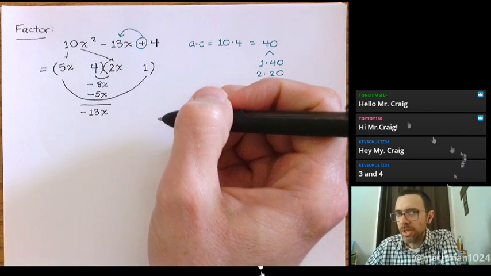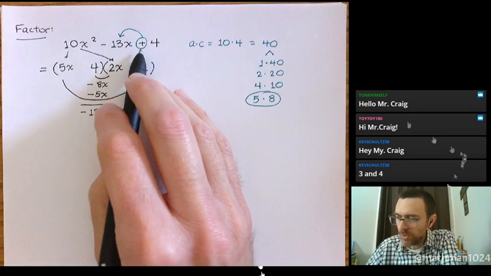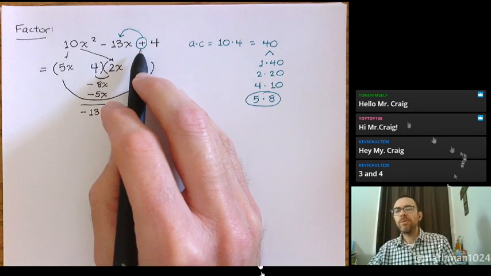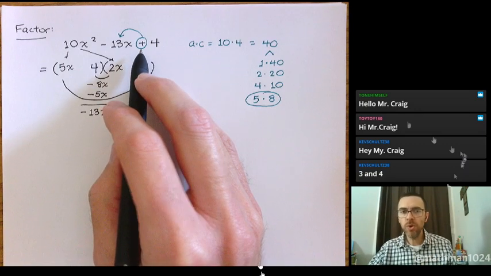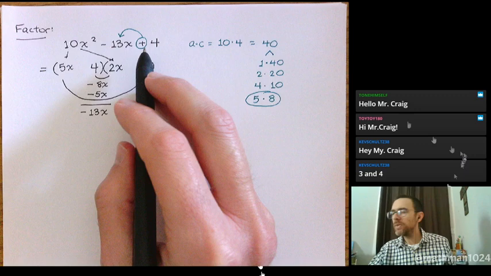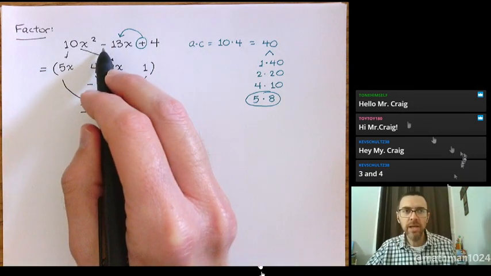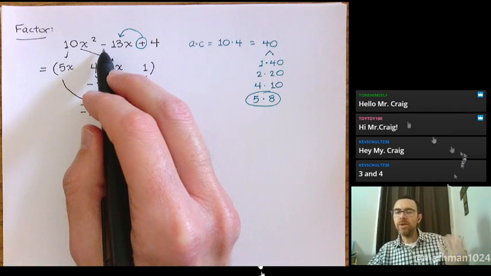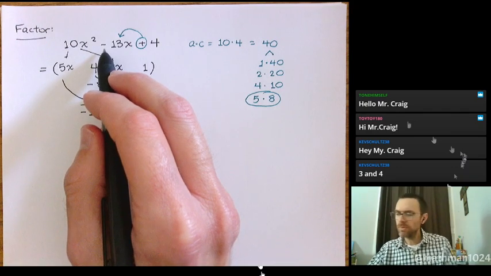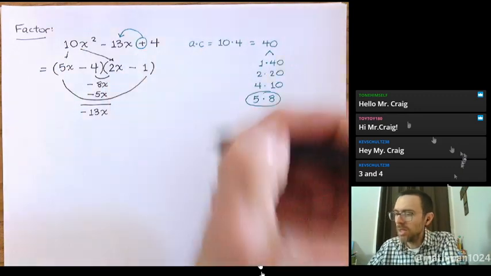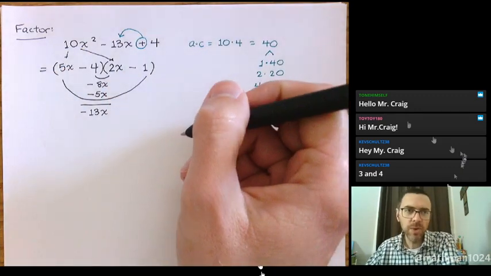We kind of knew it was going to be going there anyway, because look at this constant term. This is a positive. In order for you to get a positive, you have to be multiplying two positives or two negatives. Well, how do I know if it's two positives or two negatives? You look right here. You have to get negatives somewhere, and you're not going to get negatives with just positives. So we backtrack this. It's 5x minus 4 and 2x minus 1.